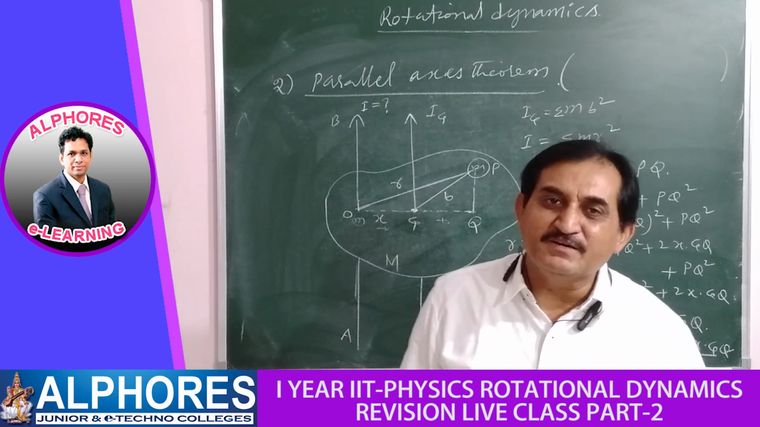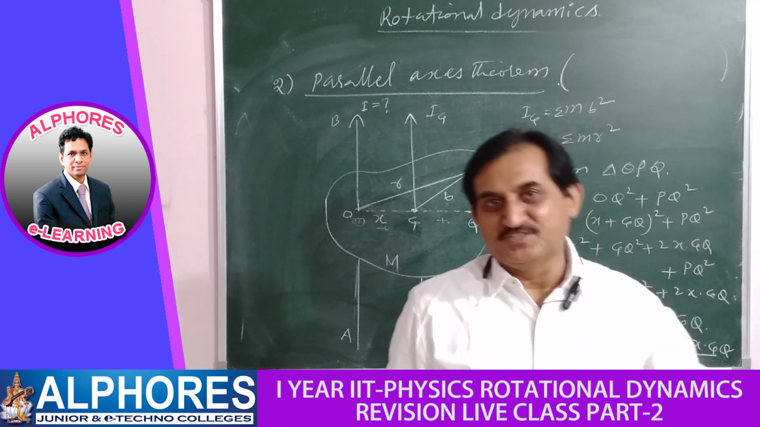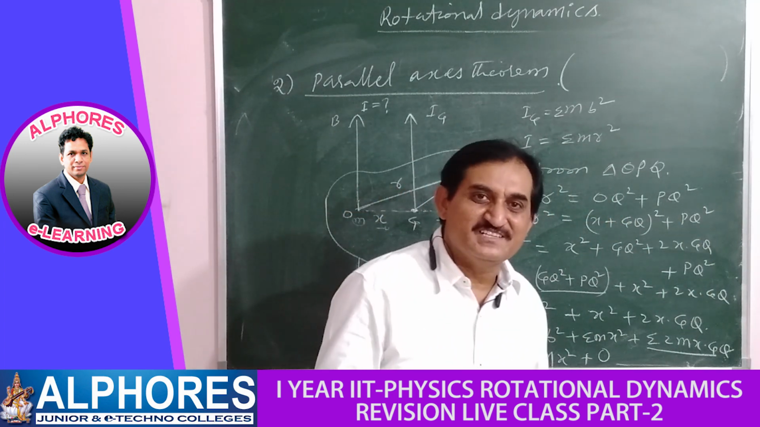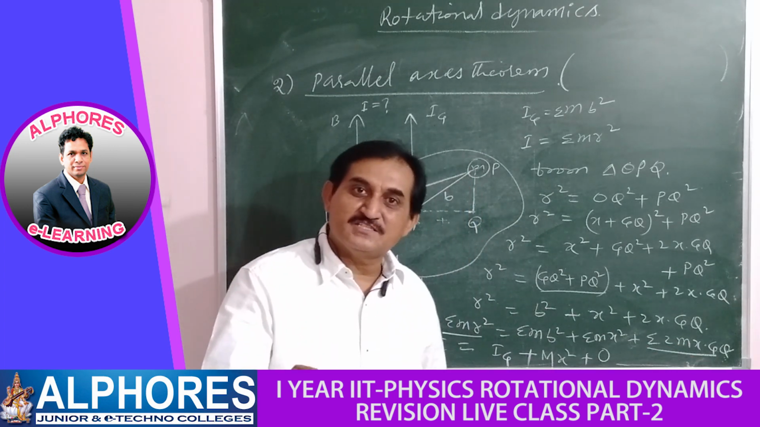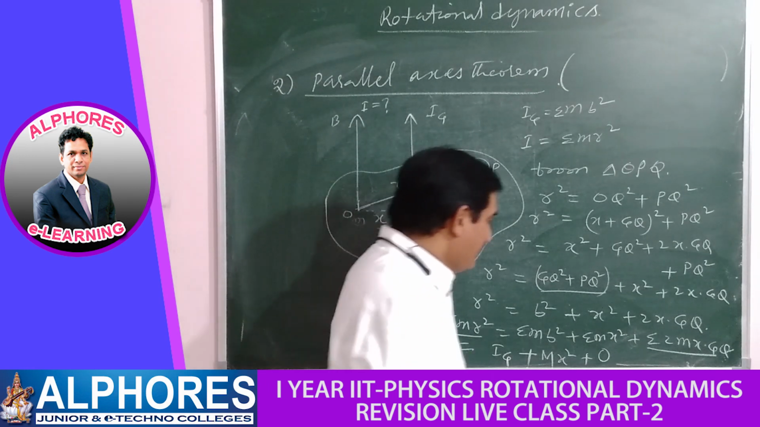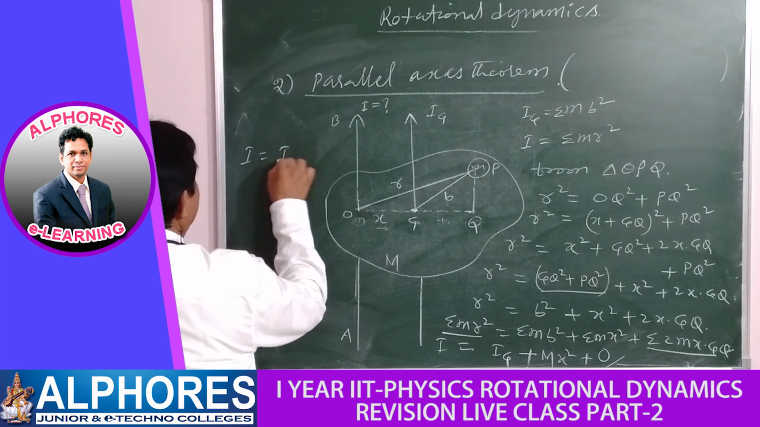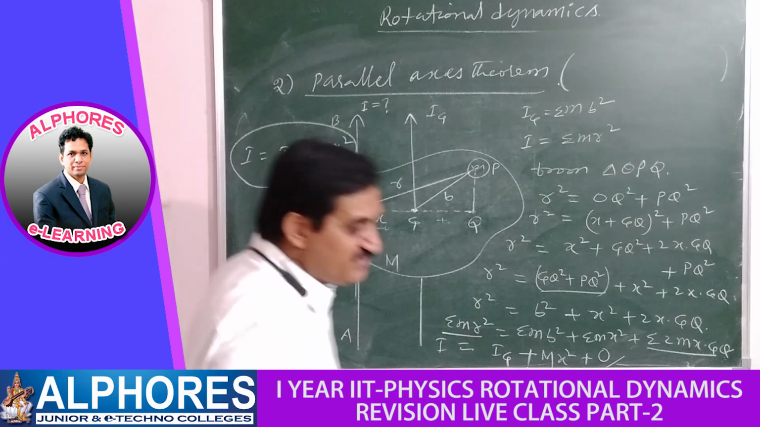This is a very important point which comes in the center of mass chapter. One of the characteristics of the center of mass is that the algebraic sum of the moments about the center of mass of a regular body becomes 0. Based on that, we are putting this as 0. And finally we get I is equal to Ig plus mx square. This is the parallel axis theorem.